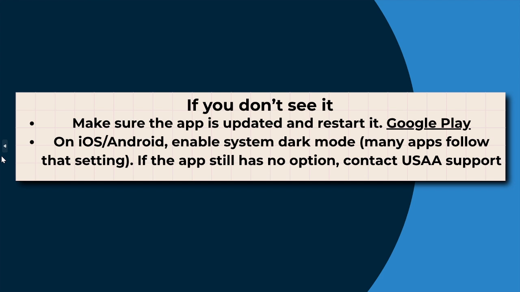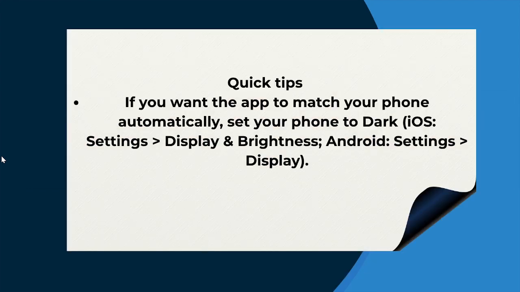Lastly, if you want the app to match your device's theme automatically, you can enable dark mode system-wide on iOS by going to Settings, then Display and Brightness, and on Android by navigating to Settings, then Display. With these steps, you'll enjoy the benefits of dark mode on your USAA app seamlessly.